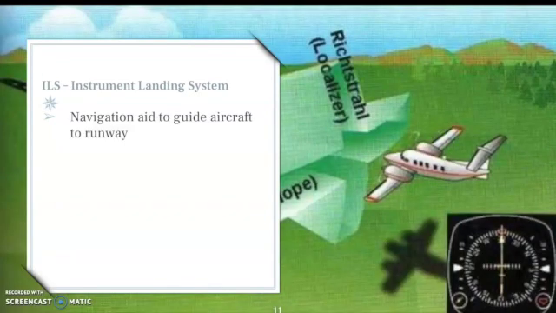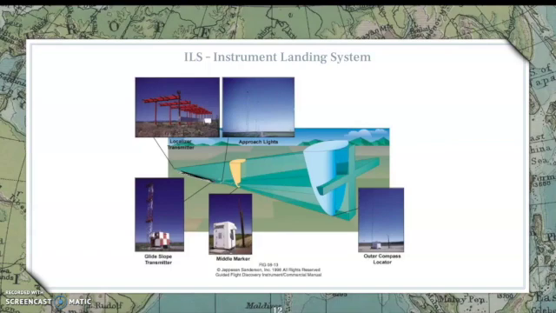Then we have the instrument landing system, which is the navigation aid to guide the aircraft to the runway. In the background image here, you can partially see some of those items, and we're going to take a closer look at those. So here we have the instrument landing system. What you'll see is an outer compass, which is located right here. That outer compass is the first indicator as a plane is coming to the runway.